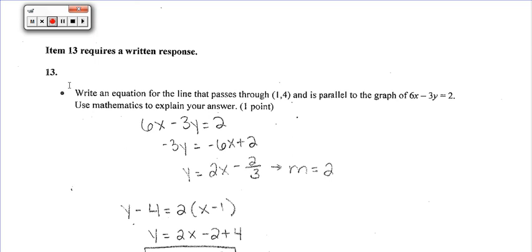Okay, so in this problem, we're asked to write an equation for the line that passes through the point 1, 4 and is parallel to the graph of 6x minus 3y equals 2. This is in the standard form of an equation of a line. So the first thing we need to do is put it into slope-intercept form. We would essentially solve for y.